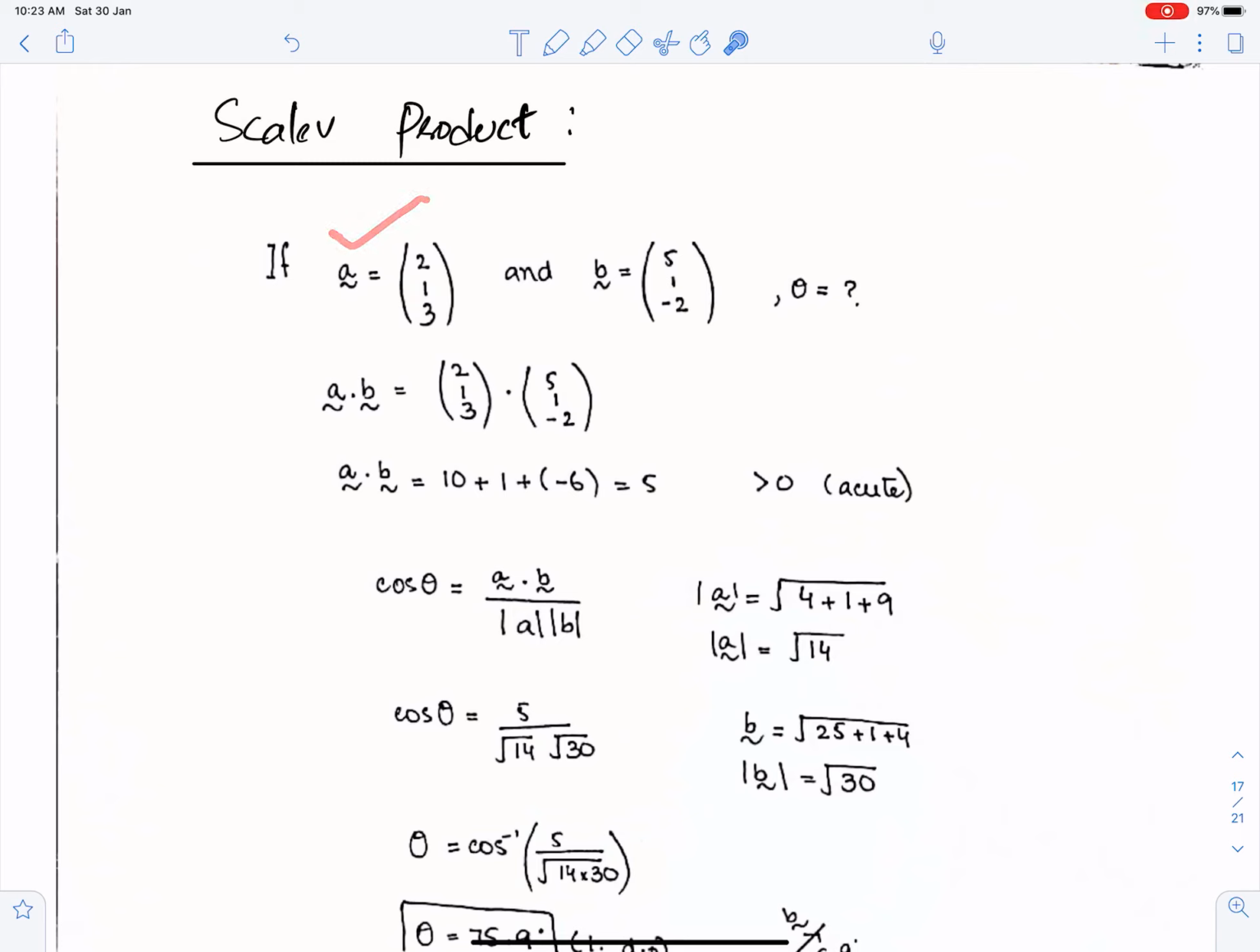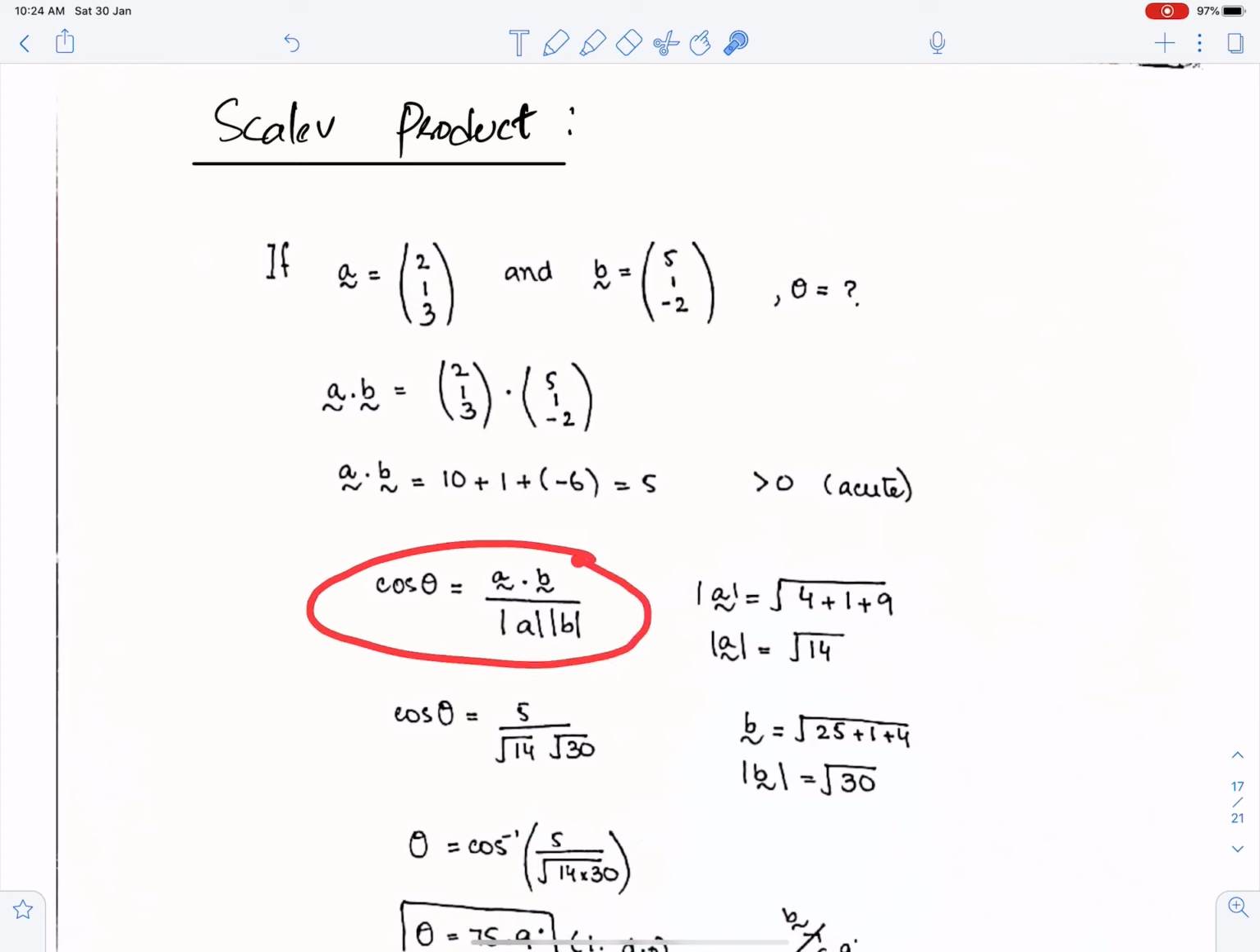If A is this and B is this and we need theta, first get A dot B. And you know how to get A dot B. Multiply 2 with 5, 1 with 1, 3 with -2. We multiply the corresponding components of both the vectors: X with X, Y with Y, Z with Z. And we always put positive sign. 2 5s are 10, then put plus sign. 1 1s are 1, then put plus sign. And 3 times -2 is -6, it's here. Since dot product is positive, the angle is acute between these two vectors.